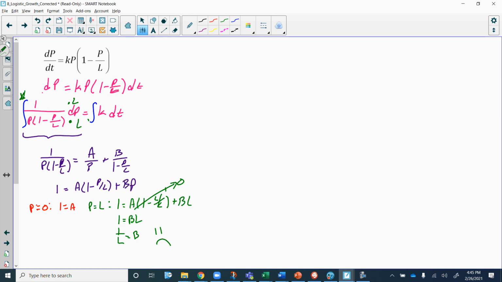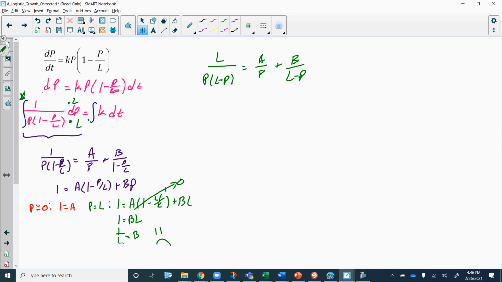And what we're going to end up with, and I'll start using the blank space up here on the right, is an L over, and in the parentheses, P times (L minus P), to be equal to A over P plus B over (L minus P). And now we're going to try to repeat the process to identify our A and B values.